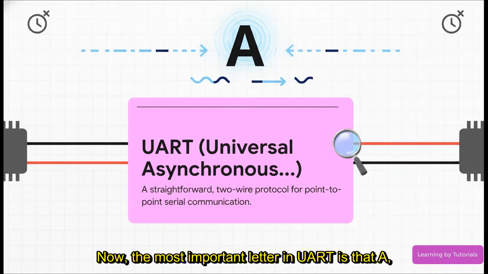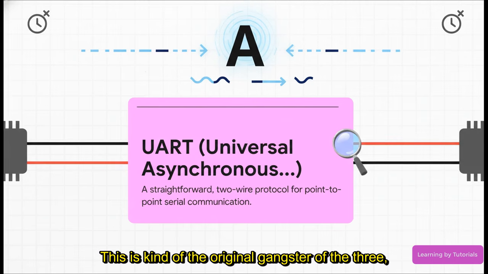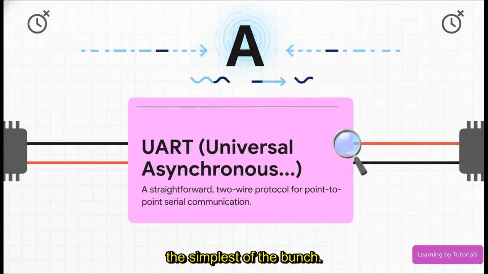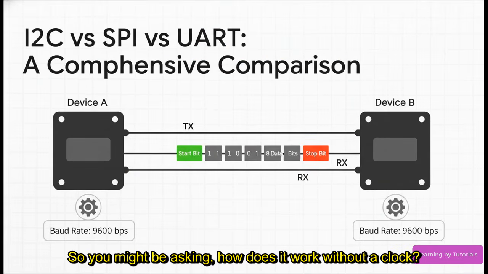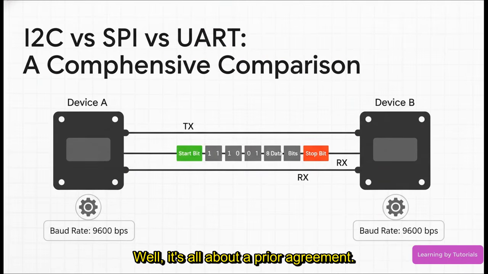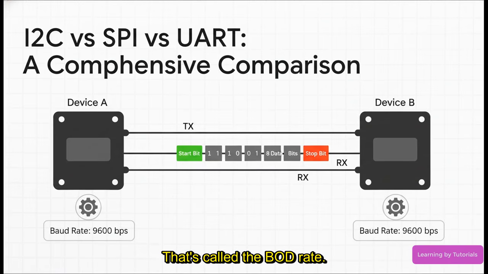Now, the most important letter in UART is that A, because it stands for asynchronous. This is kind of the original gangster of the three, the simplest of the bunch. It's designed for direct, one-to-one chats without needing a shared clock signal to keep everything in sync. So you might be asking, how does it work without a clock? Well, it's all about a prior agreement. The two devices decide on a communication speed ahead of time. That's called the baud rate.